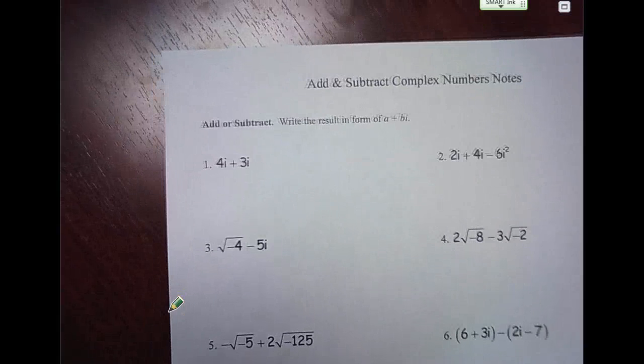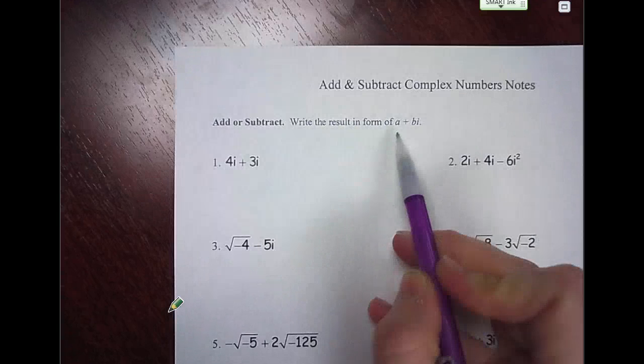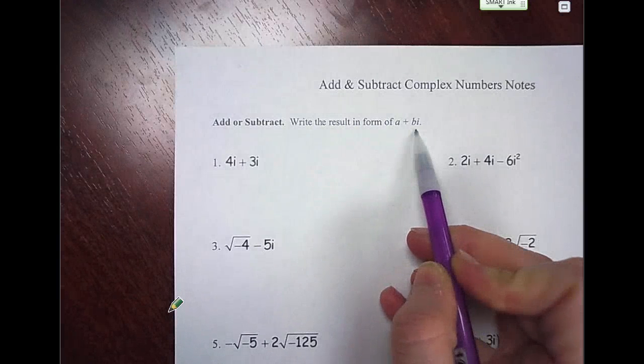Okay, so yesterday we talked about complex numbers. Today we're going to start different operations of complex numbers, so we're going to add and subtract. So when you add and subtract, we always want to write our answer in the form of a plus bi, which remember is a complex number.